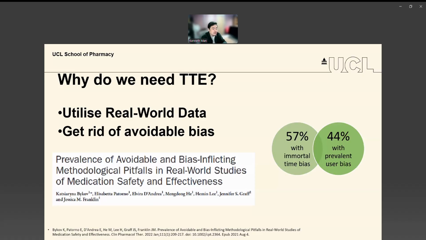In a recent review by Bykov and colleagues, they looked into the prevalence of avoidable bias in real-world studies looking into medication safety and effectiveness. To be honest, it's quite shocking that in this particular review, 57% of the included studies suffered from immortal time bias, and 44% of them suffered from prevalent user bias, which are something that we would not like to have in our observational studies.